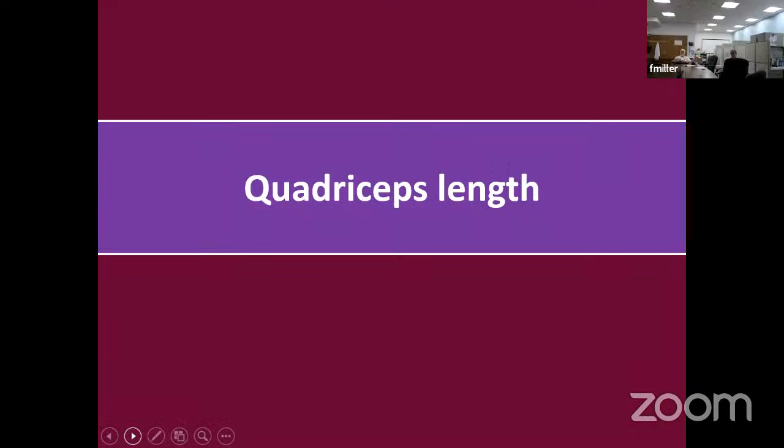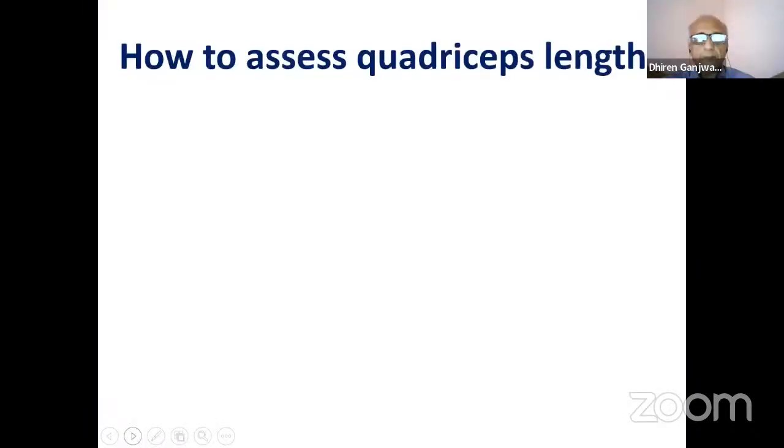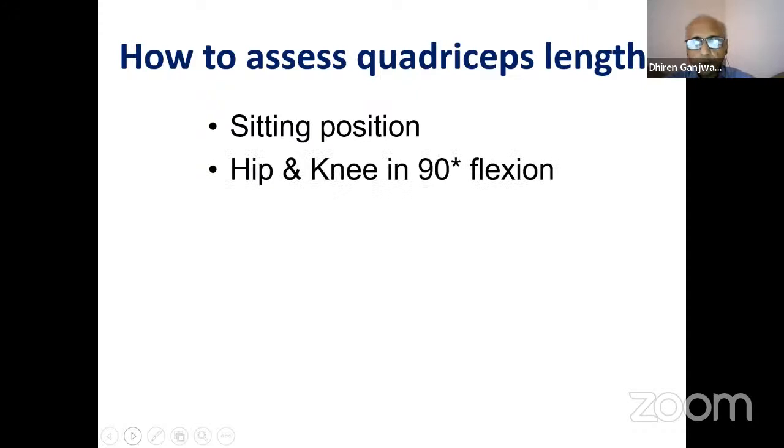So the next point is about the quadriceps length. How to assess the quadriceps length? Now, let me show you a situation and I'm going to ask you a question. What is wrong? I tell you from the beginning that in what I'm going to describe, something is wrong. And this test is to measure the quadriceps length. It starts in a sitting position. The child is in a sitting position, and both hips and knees are flexed to 90 degrees.